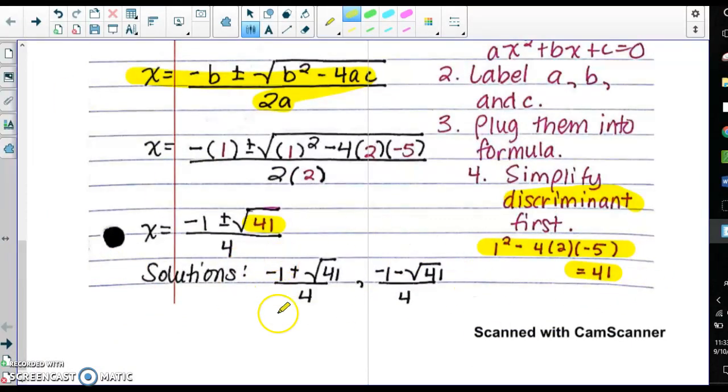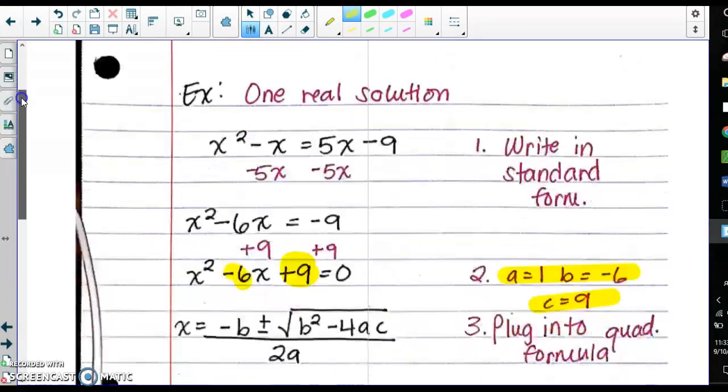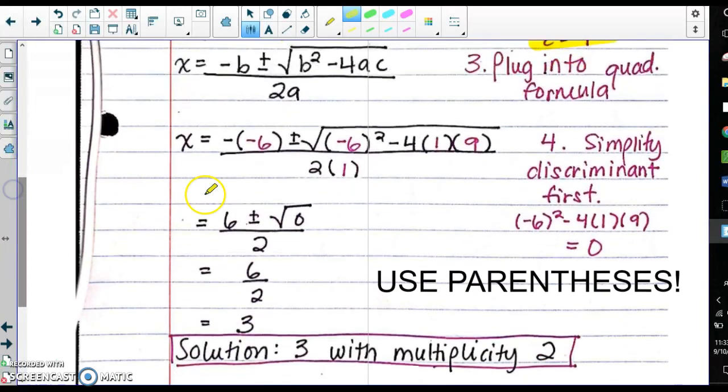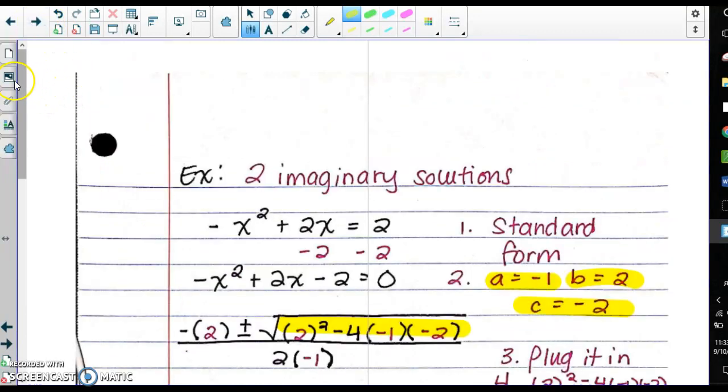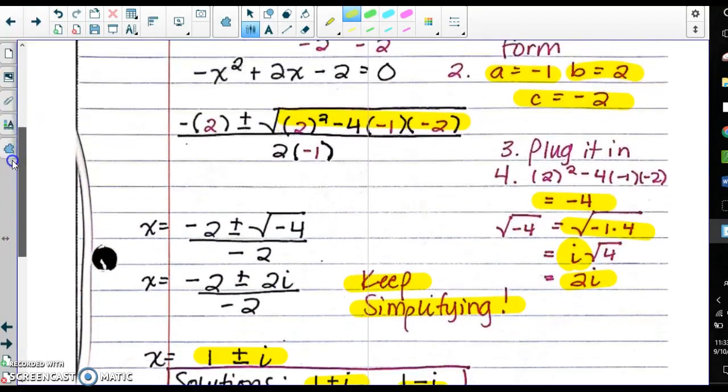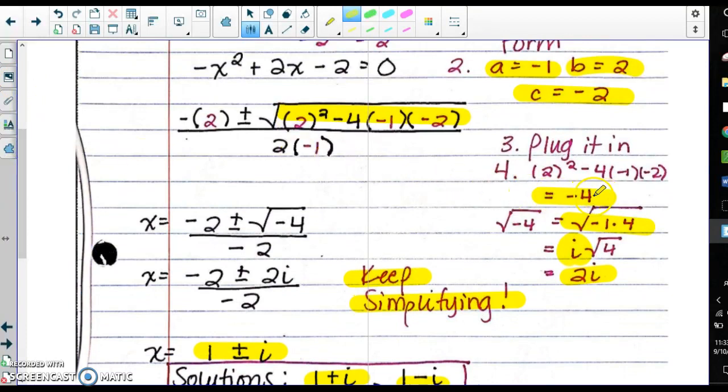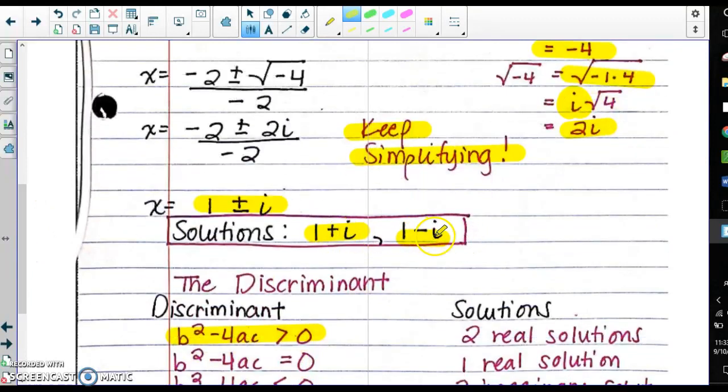And what type of solutions did we have? We had two real solutions. They were irrational, but they're still real. Okay, the next one, we had a discriminant that was equal to 0. Our discriminant was 0, and we only had one real solution with multiplicity, of course. And our solution was 3 there. And then we had a discriminant that was less than 0. It was negative 4. And then we had two imaginary solutions.